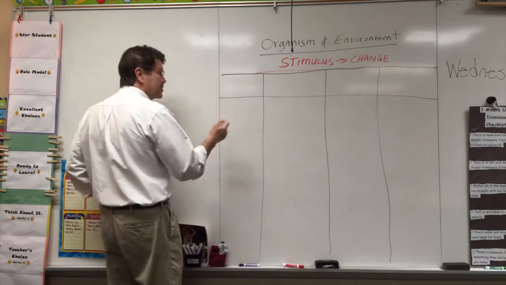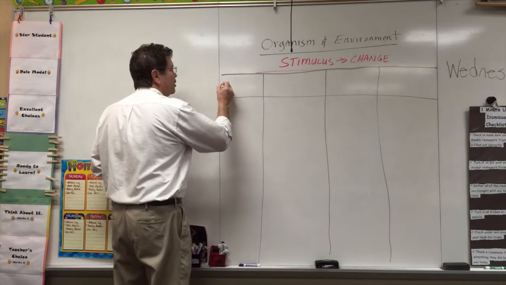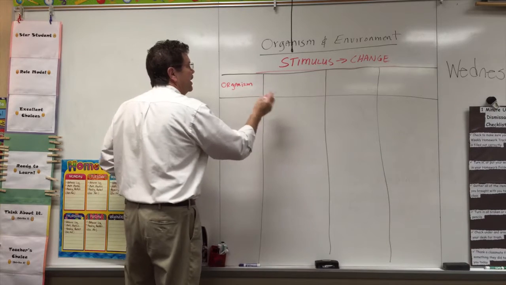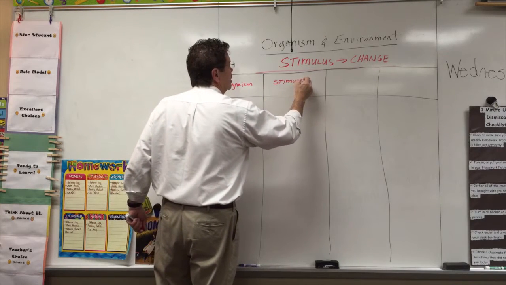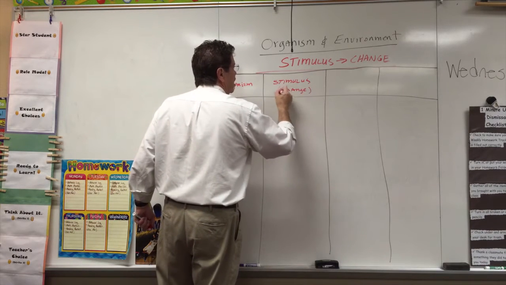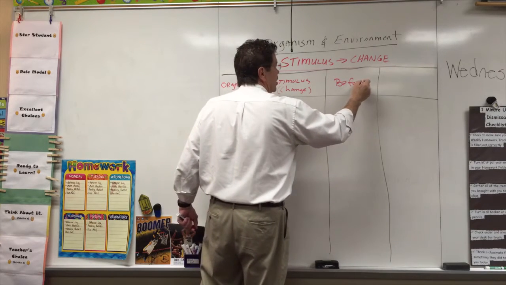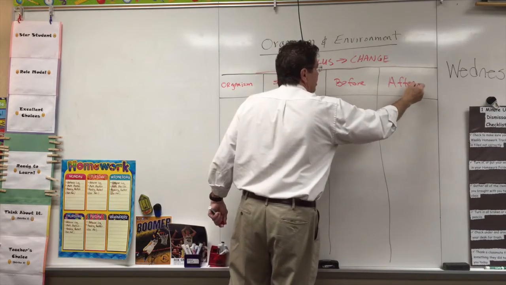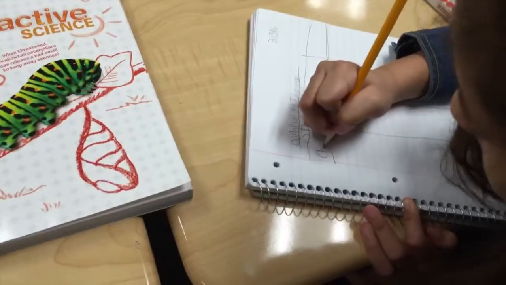So in this first box, we're going to call that the organism. Here's going to be the stimulus, what causes it, which is a change, right? And here is before the stimulus, what's going on, and this is after the stimulus. Okay? Go ahead and make your paper set up like that.